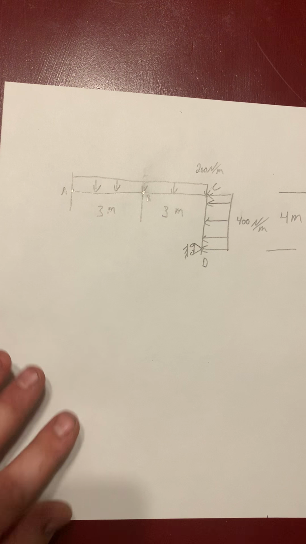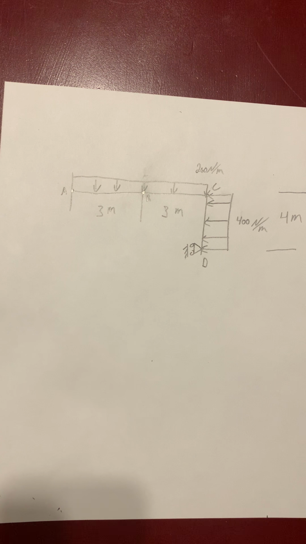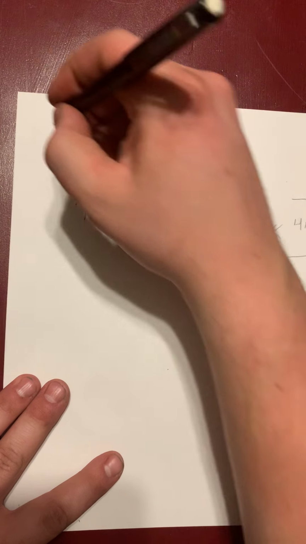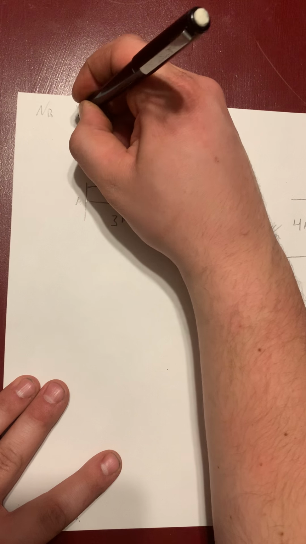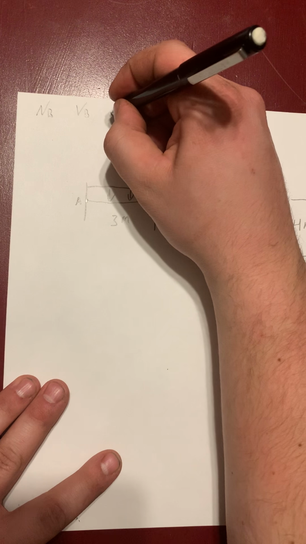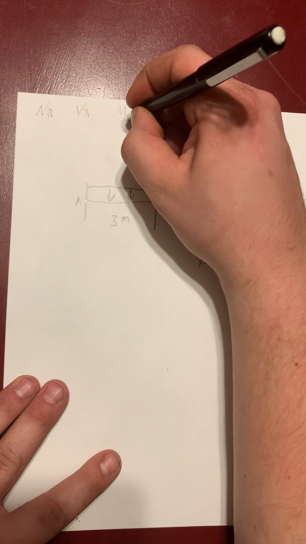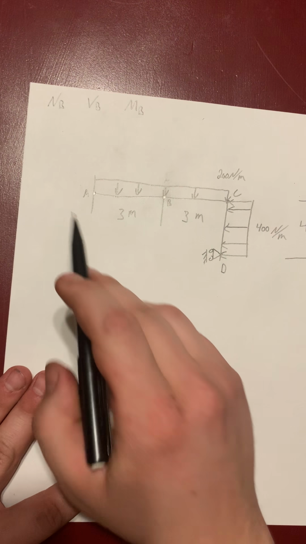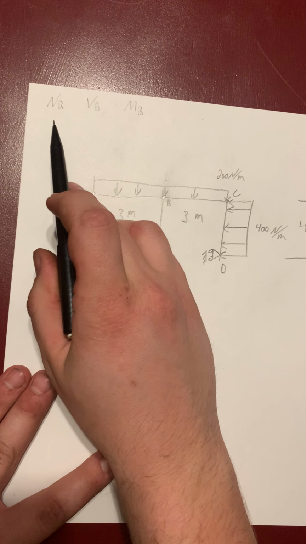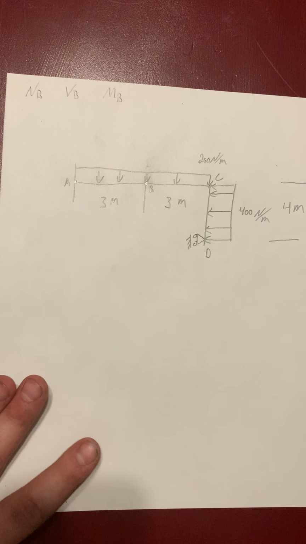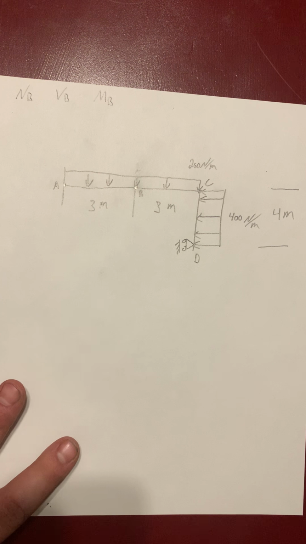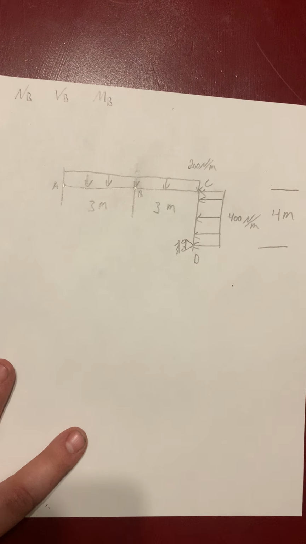Okay, now let's talk about the problem statement. It wants us to find the internal forces at B. So it wants us to find NB. It wants us to find VB. And it wants us to find MB. Right? So it wants us to find the axial loading condition at B. It wants us to find the shear loading condition at B. And it wants us to find the moment condition at B. Okay? And that is here at point B.